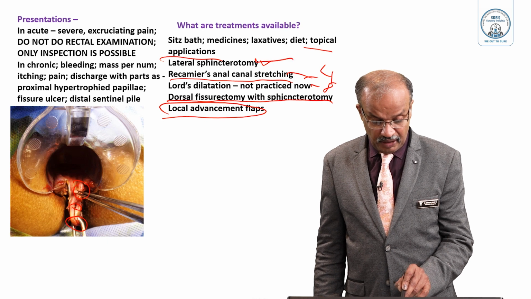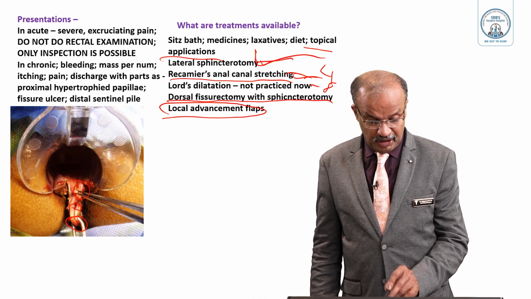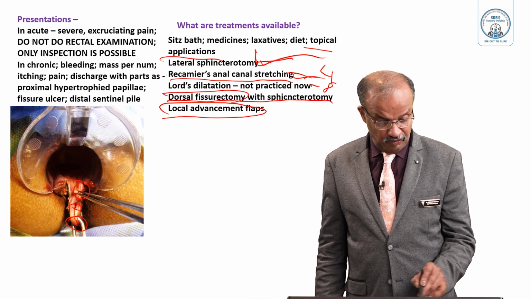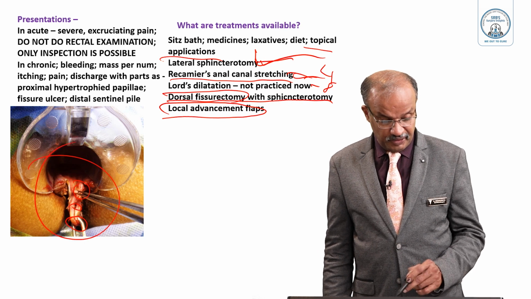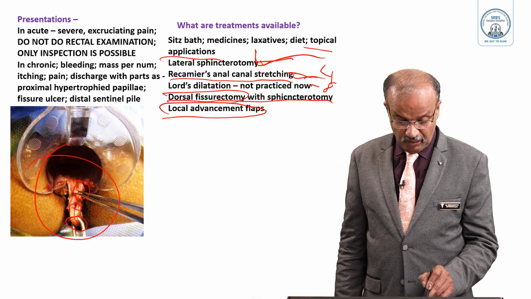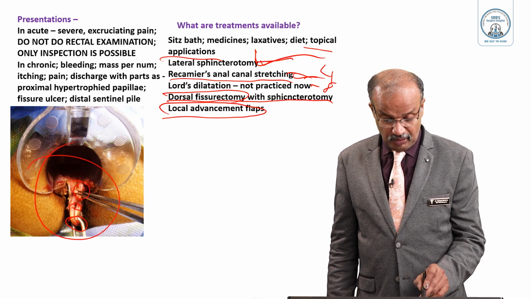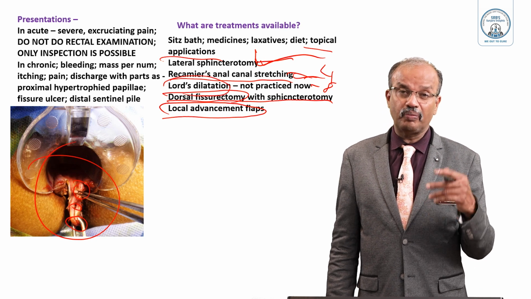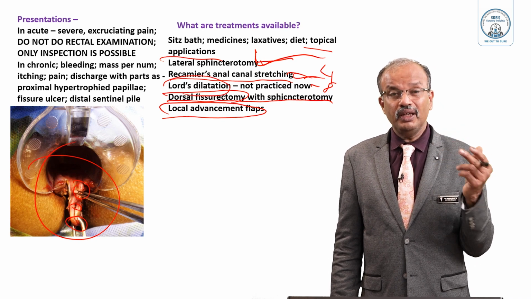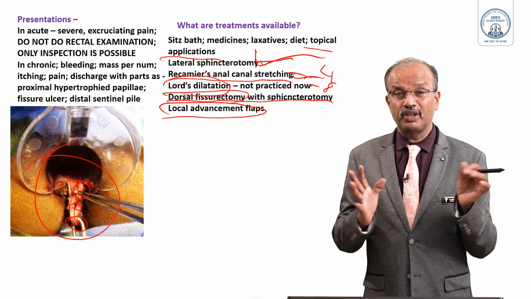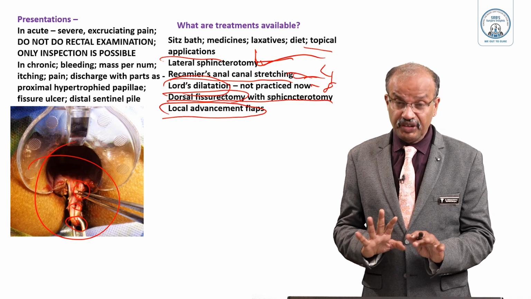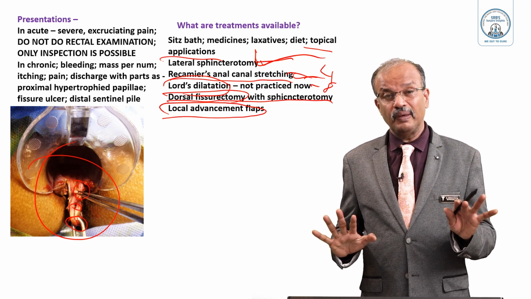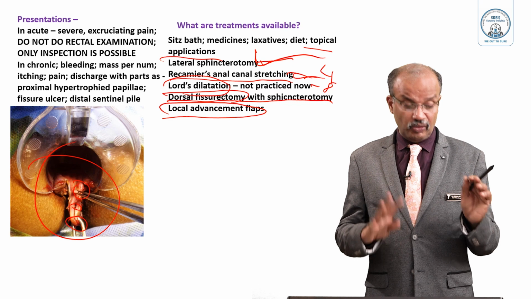So this is very commonly done, lateral sphincterotomy. Sometimes stretching you can do. Fissurectomy in a chronic fissure like this, you have to do stretching. You have to do dorsal fissurectomy. Of course, don't do Lord's dilatation, even though practiced earlier very commonly, but currently it is said that it may injure the fibers of the rectalis. So anal stretching is okay, lateral sphincterotomy is good. Dorsal fissurectomy is okay in chronic cases, remember.